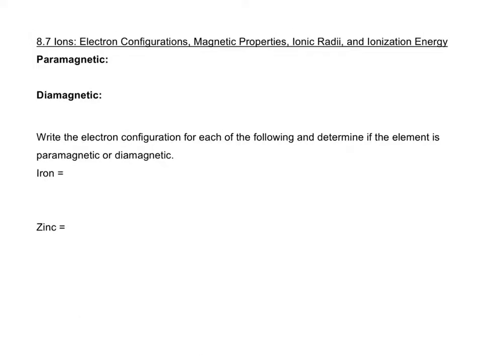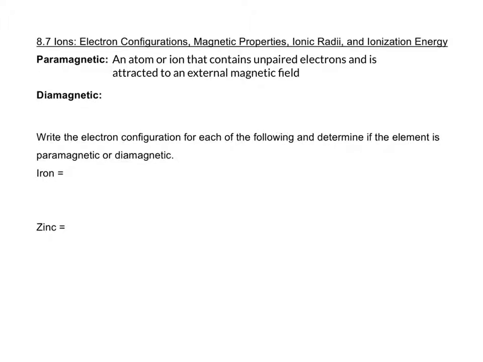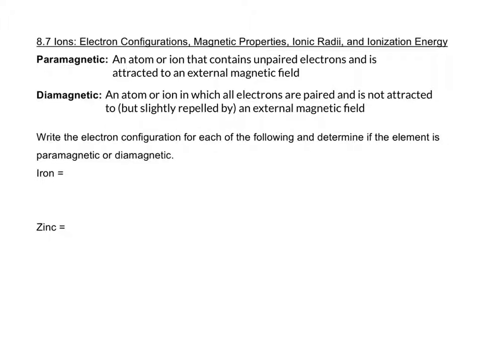Now I'm going to talk about magnetism, which is something we haven't really discussed in previous classes. The first definition I need you to know is paramagnetic, and something that is paramagnetic is an atom or ion that contains unpaired electrons and is therefore attracted to an external magnetic field. Okay, so this is what you would call magnetic. All right, whereas diamagnetic is slightly repelled actually by a magnetic field because all of the electrons are already paired up.